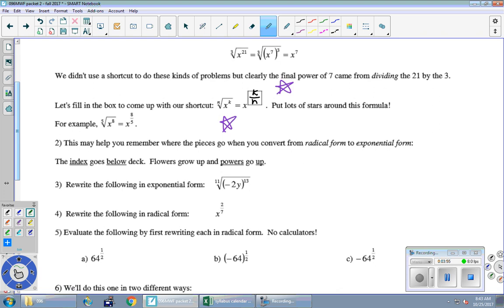So we'll just make up another one or two here. For example, if I said find the 8th root of x to the 24th power.